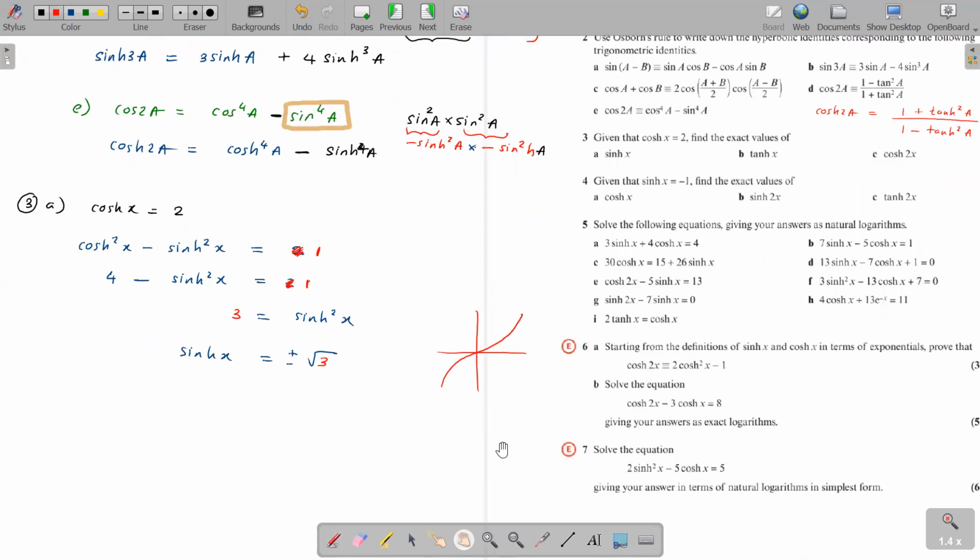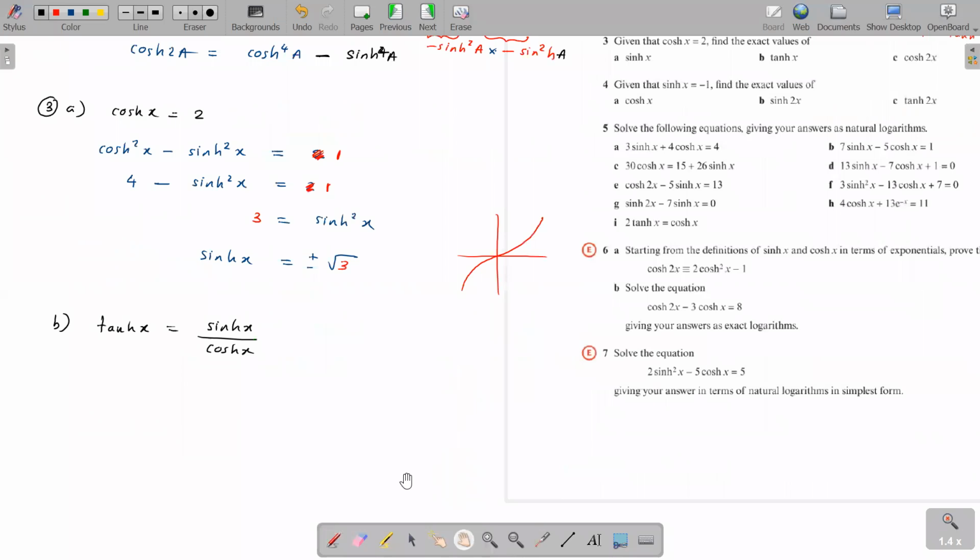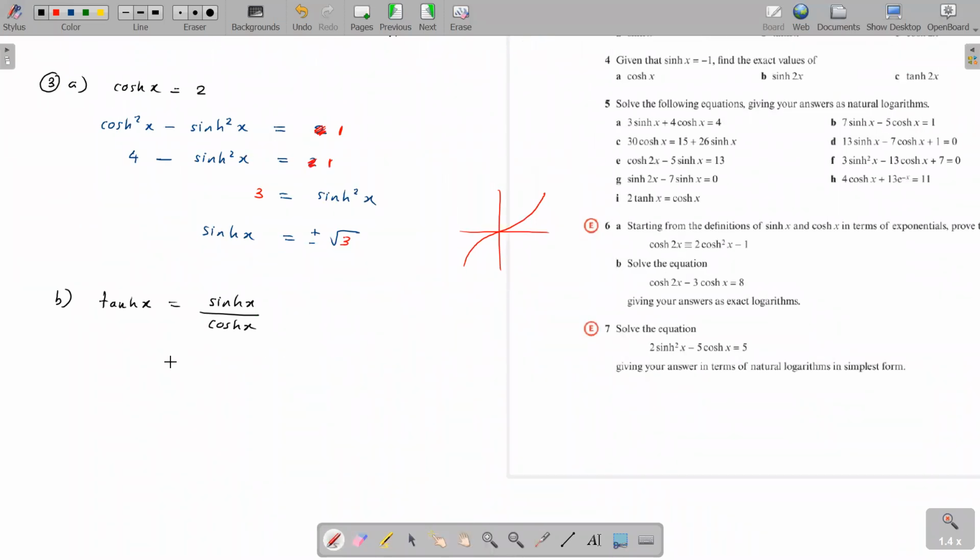Okay, and then find the value of tan x. So how do you find the value of tan x? So tan x can be written as sine x over cos x, right, guys? So you can see we have two possibilities of sine x. Both these values are possible. So you can get two possible values of tan x. So when sine x is positive root 3, cos x is 2, or you can get tan x when sine x is negative root 3 over 2.